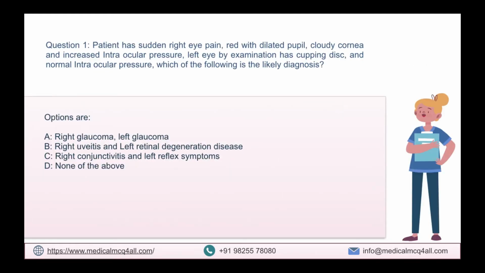Question 1. Patient has sudden right eye pain, red with dilated pupil, cloudy cornea and increased intraocular pressure. Left eye by examination has cupping disc and normal intraocular pressure. Which of the following is the likely diagnosis? Options are A. Right glaucoma, left glaucoma. B. Right uveitis and left retinal degeneration disease. C. Right conjunctivitis and left reflex symptoms. D. None of the above.